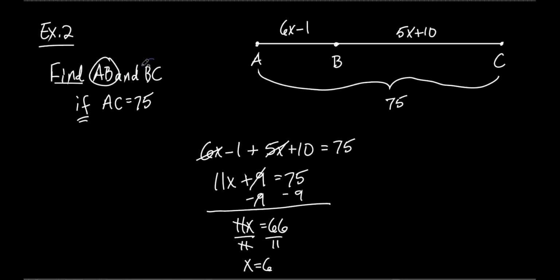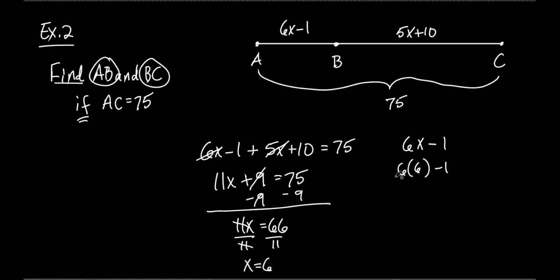AB and BC. So how do I find those two? That's it. Plug the 6 back in for wherever the x is. Okay? So that's what I'm going to do. Since x is equal to 6, now I can figure out what that is. So watch. I'm going to put 6. I'll just write it down. 6x minus 1. All right? Let's figure out what that's equal to. So what do? 6 times 6 minus 1.